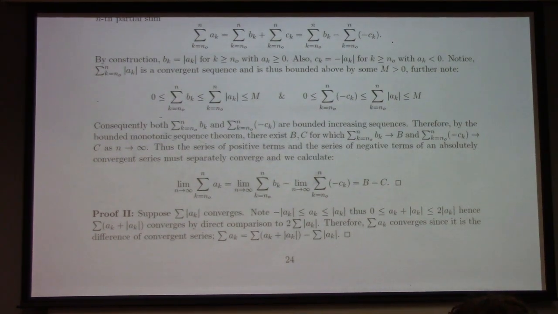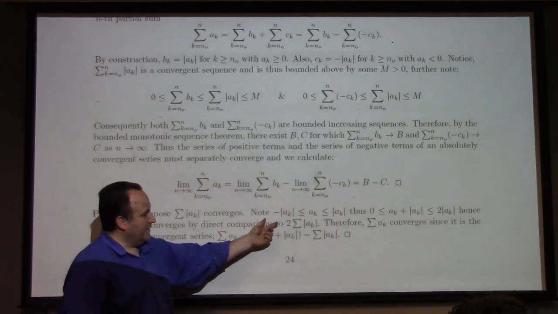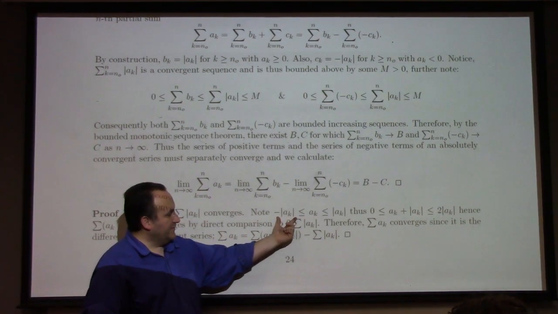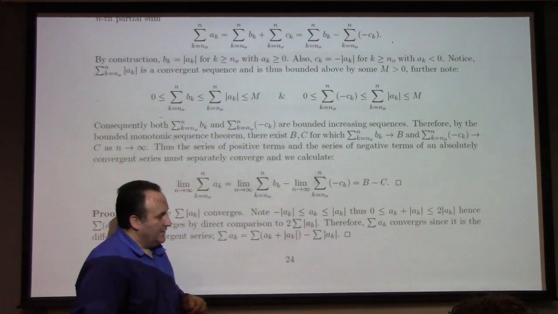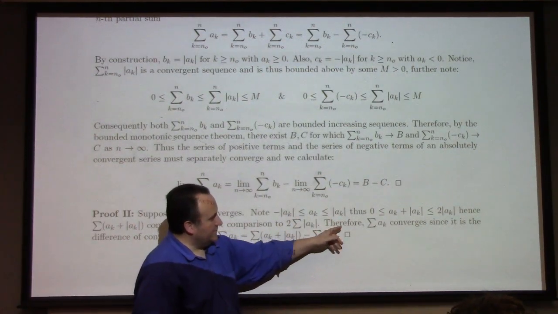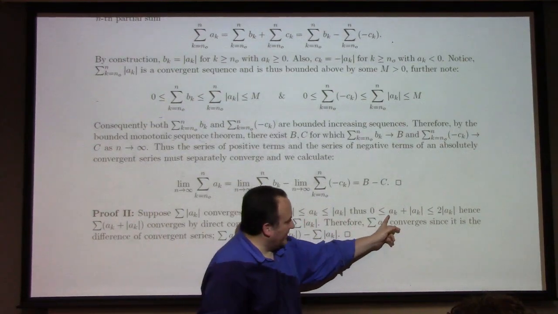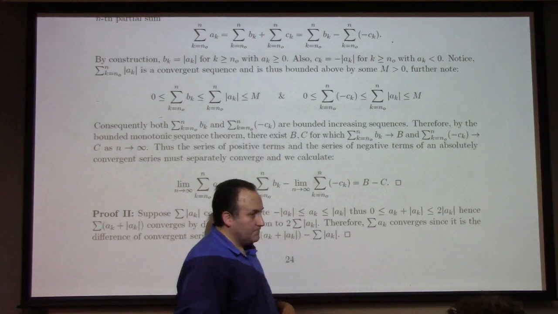The proof you'll find in any calculus book is this. Suppose this converges. Notice that we can compare the absolute value with the value like this: minus absolute value of a is less than a, which is less than the absolute value of a. So if you add the absolute value of a sub k across this, we get 0 is less than a sub k plus the absolute value, which is less than twice the absolute value of a sub k.